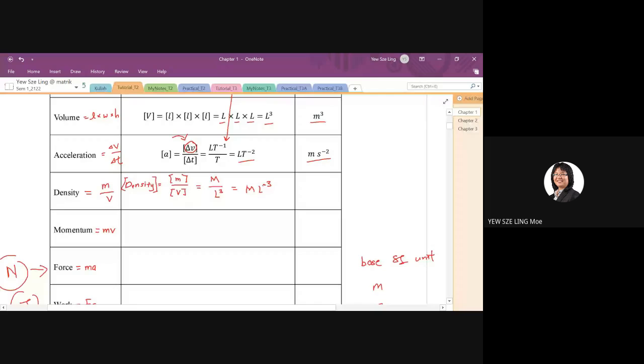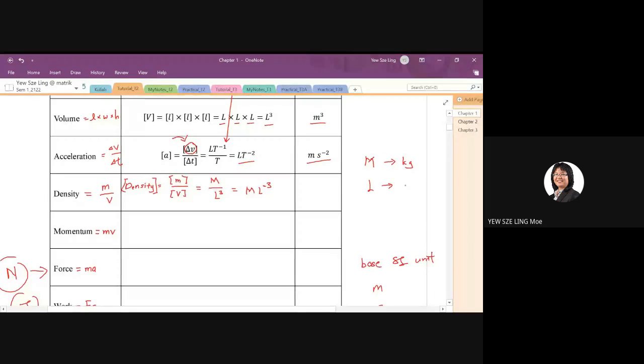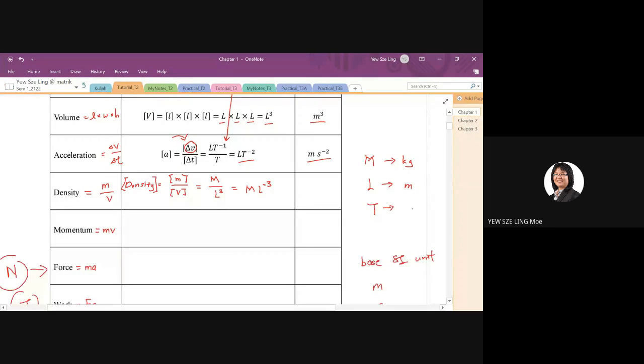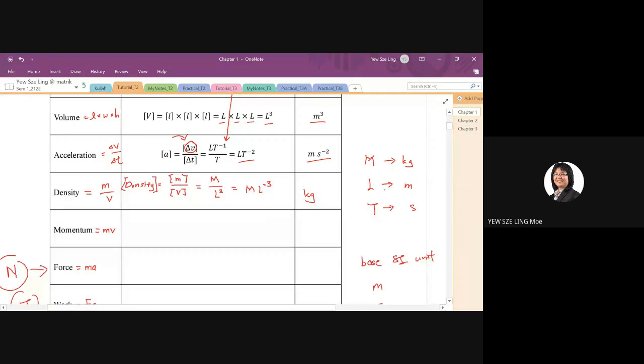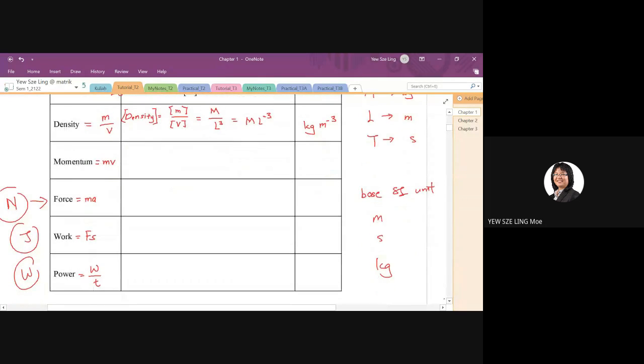All right. But the question wants the SI unit. Therefore, you have to change ML^-3 into SI unit. M is in terms of mass, SI unit is kg. L is in terms of length, so SI unit is meter. And T is in terms of time, so it's a second. So ML^-3, M is kg, so I'm going to write down kg here, and then L is meter. So kg m^-3, that is the SI unit. Okay, SI unit for density.